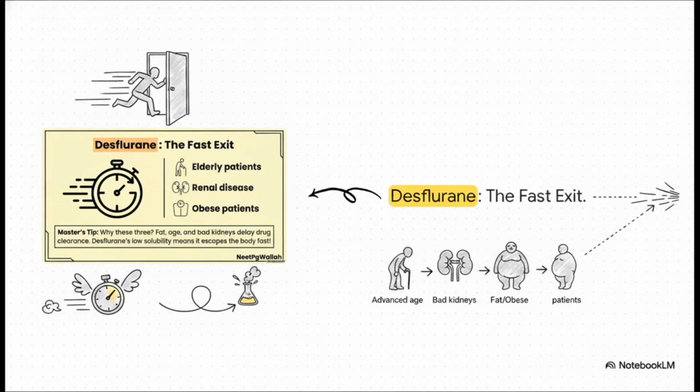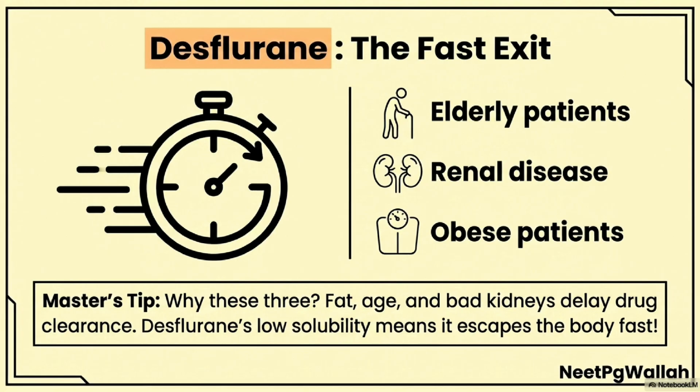Next up, meet desflurane, the fast exit. Picture this agent as that slippery guest who leaves a dinner party early. Because of its extremely low solubility, it escapes the body incredibly fast. And why is this so important? Well, because extra body fat, advanced age, and bad kidneys all delay drug clearance. So these specific patients absolutely need an agent that gets out of their system quickly.